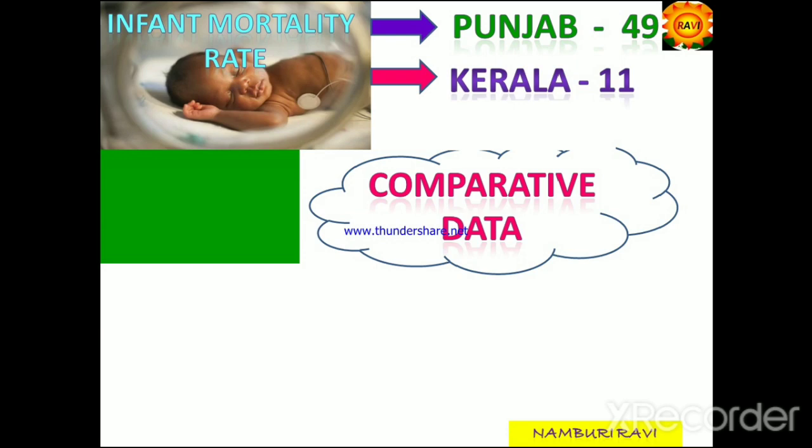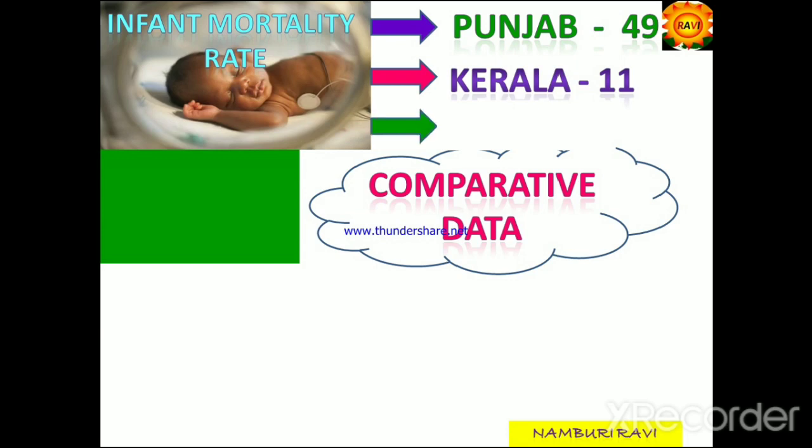Infant mortality rate is nothing but the number of children who die below 1 year of age, for every 1,000 persons. Once again, you can understand, infant mortality rate is the number of children who die below 1 year of age for every 1,000 persons.